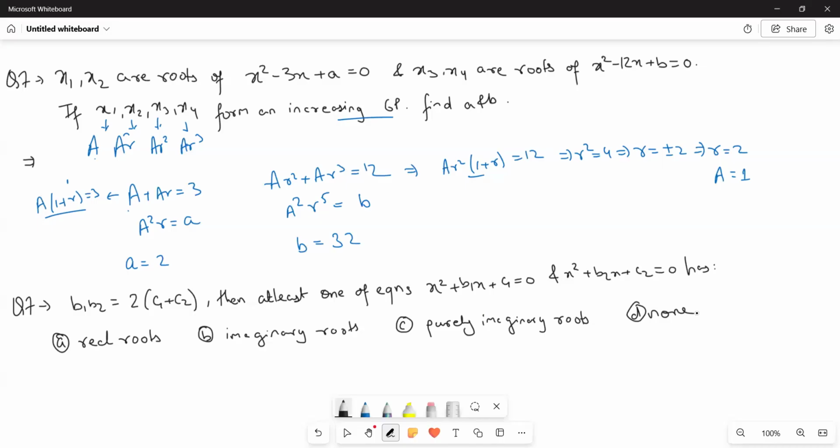What is the difference between imaginary and purely imaginary? Imaginary roots are in the form of A plus IB, whereas purely imaginary roots are in the form of IB only. A is 0. Okay.